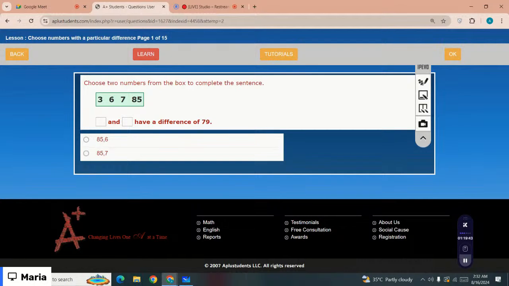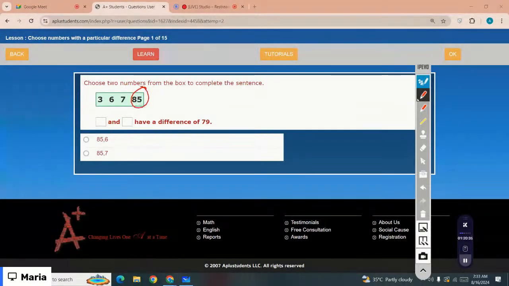Choose two numbers from the box to complete the sentence. Dash and dash have a difference of 79. So which is the correct option? 79 it is, right? That means we see the 85, right? Now, which is the other number that when subtracted from 85, the answer is 79?